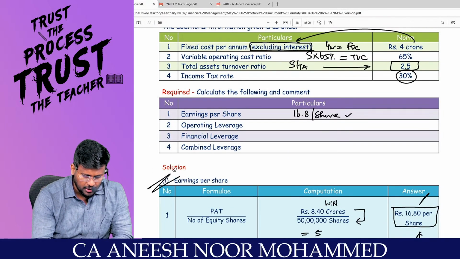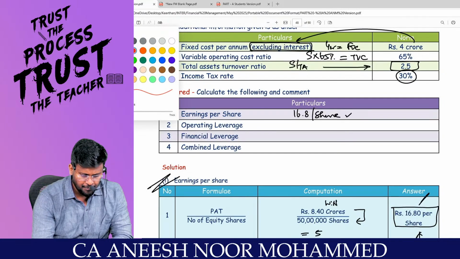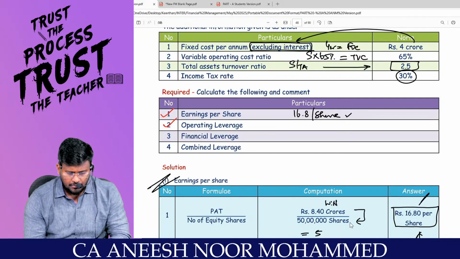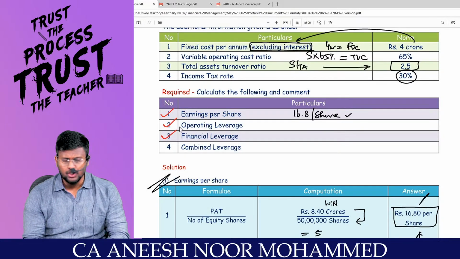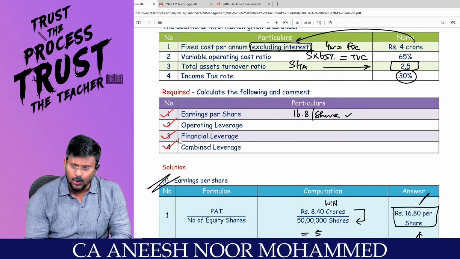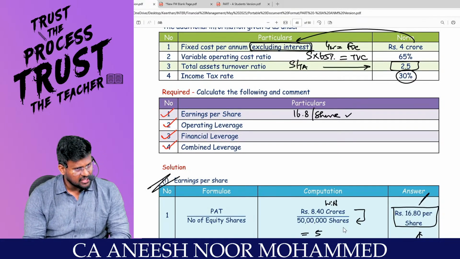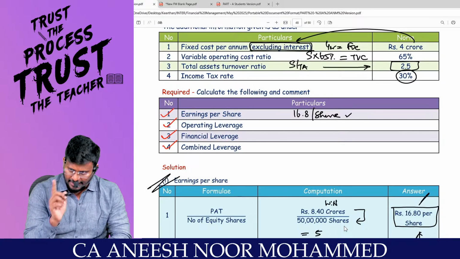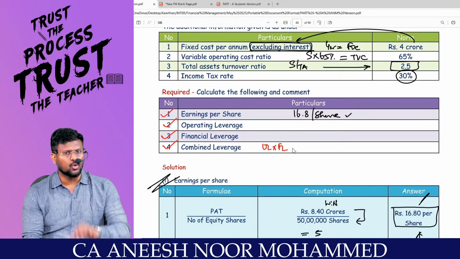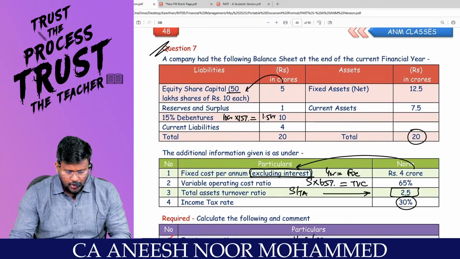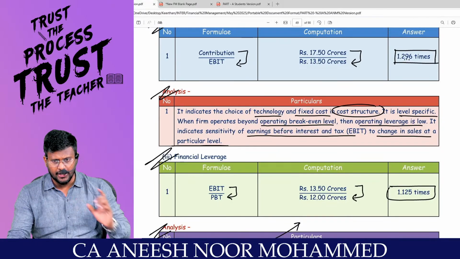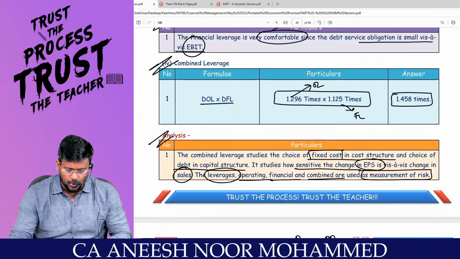We have found out the EPS. Are you comfortable with the EPS? We have found out the operating leverage, contribution divided by EBIT. We have found out the financial leverage, which is nothing but EBIT divided by EBT. And we have found out the combined leverage, which is nothing but contribution divided by EBT, or operating leverage into financial leverage. I hope that you are able to enjoy question number 7 and you have a 360 degree understanding of leverage. Perfect understanding with regard to question number 7?